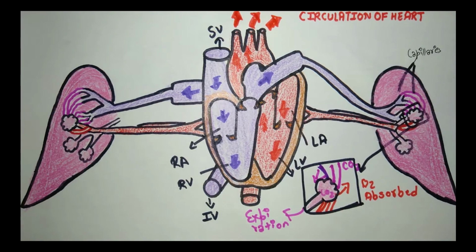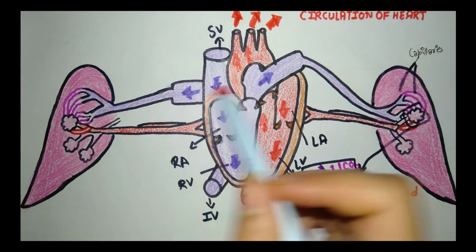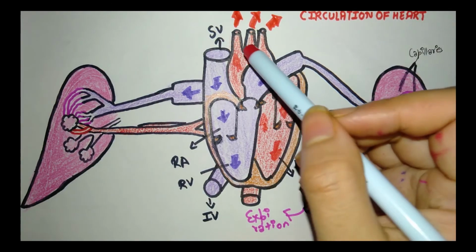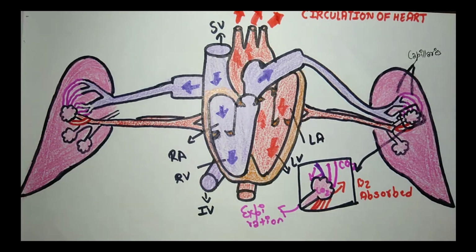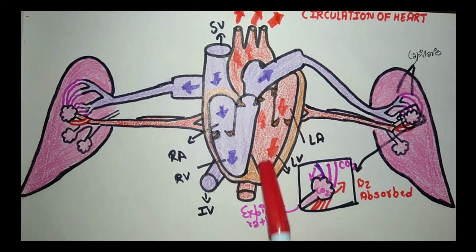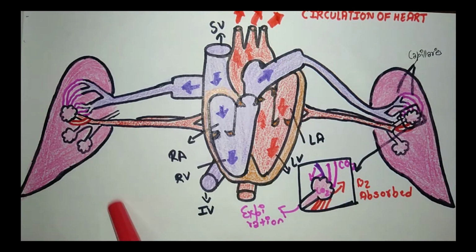And whenever there is ventricular contraction, the blood from the right ventricle goes towards the pulmonary artery and to the lungs, and the blood from the left ventricle goes towards the aorta and its different branches. Another thing here is that the circulation of the heart can be divided into two parts: one is the pulmonary circulation and the other is the systemic circulation. The circulation from the right side of the heart up to the left side of the heart is known as the pulmonary circulation, and the circulation from the left side of the heart back to the right side of the heart is known as the systemic circulation.